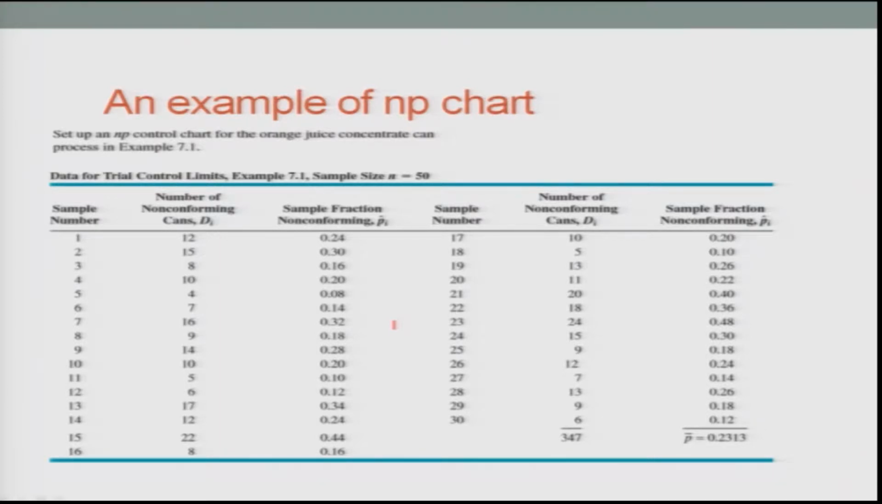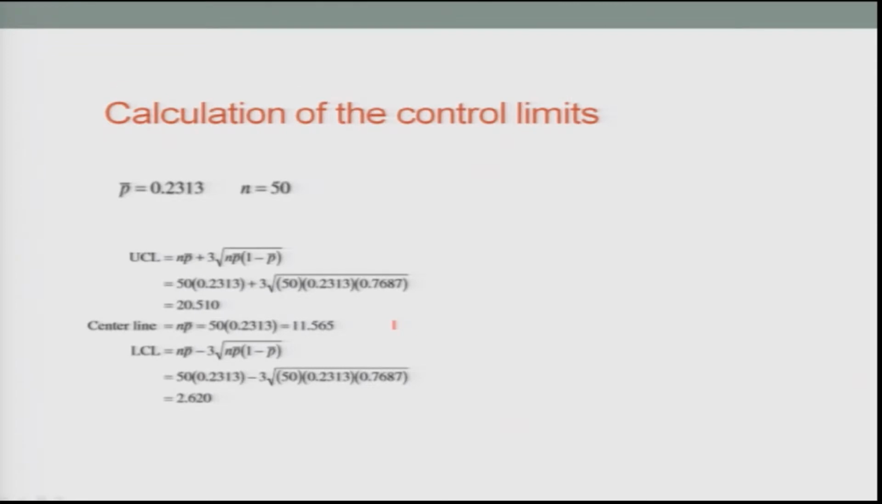Now, if I continue considering the sample numbers, 17 to 30, the number of non-conforming cans is basically from 10 to 6, and the total is 347. If you find the sample fractions, they come out to be 0.20 to 0.12, and here the p bar value comes out to be 0.2313. So now n is 50, the sample size. You multiply both of them and find the central value, which comes out as shown here. I am just highlighting it.